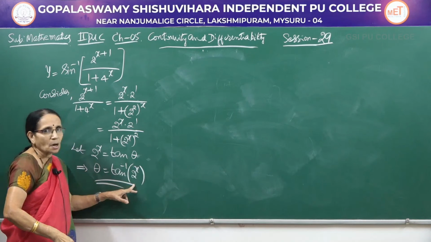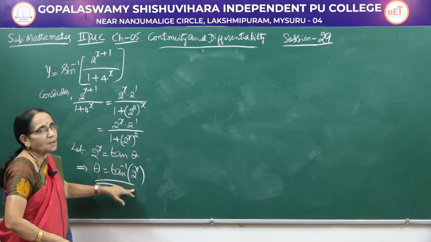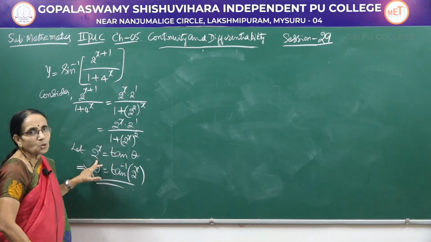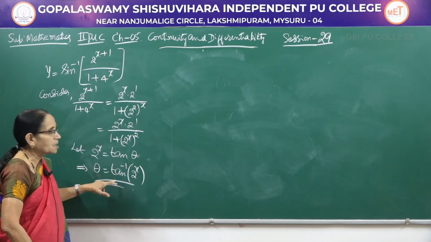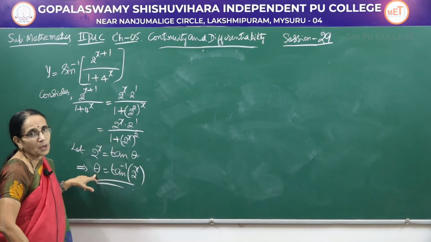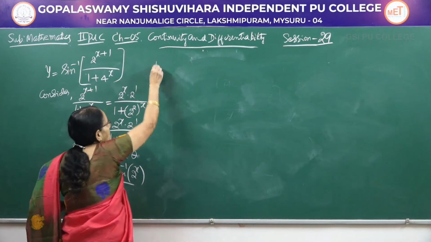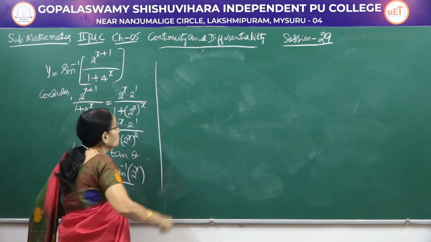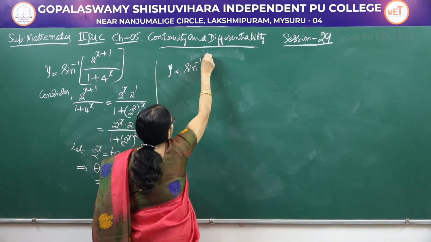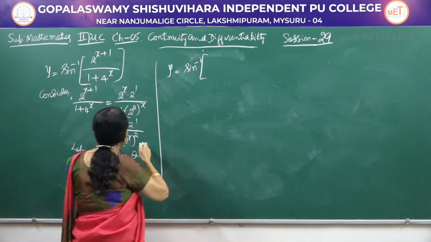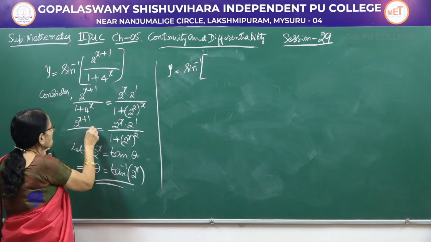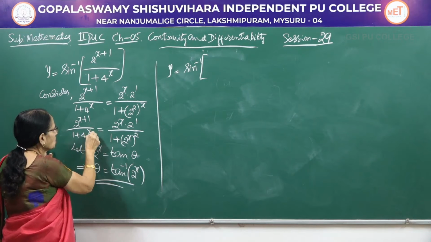Of course, this is also a composite function, but better than this one when you differentiate afterwards. So make an assumption for 2 power x as tan theta, theta becomes tan inverse of 2 power x. So after the simplification, you can go back to the original variable. Now I am going to consider the function. Y is equal to sine inverse of, this is a simplified function, isn't it? So 2 power x plus 1 divided by 1 plus 4 to the power x.